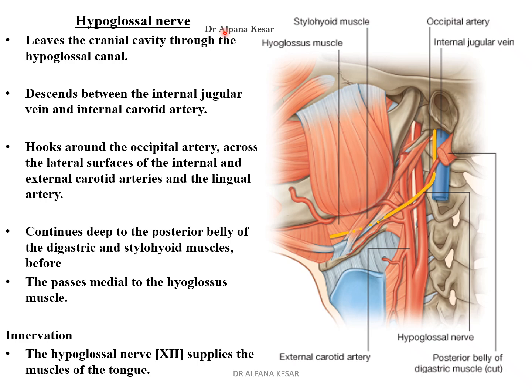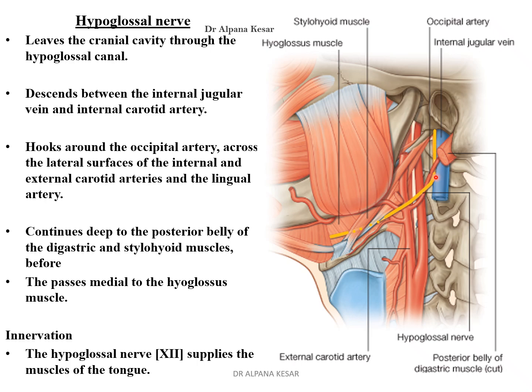Hypoglossal nerve. Hypoglossal nerve is the 12th cranial nerve. This is the hypoglossal nerve. Hypoglossal nerve exits the cranial cavity by passing through hypoglossal canal. After that, it descends in the neck between the internal carotid artery and the internal jugular vein. It descends and then it hooks around the occipital artery. This is the occipital artery.